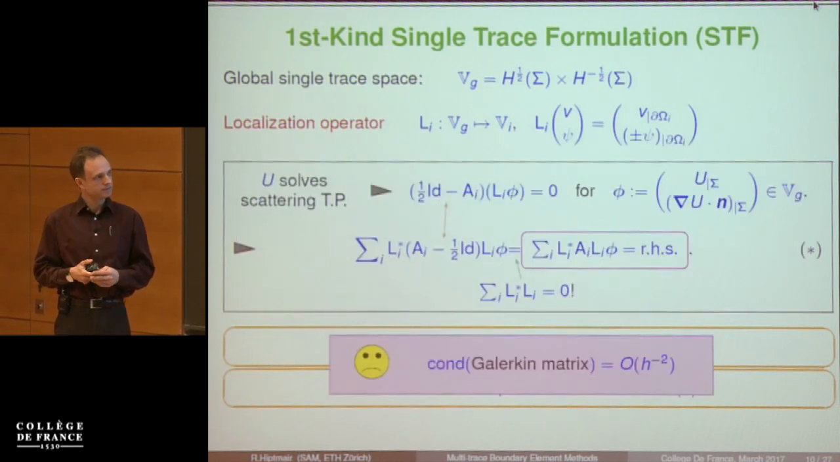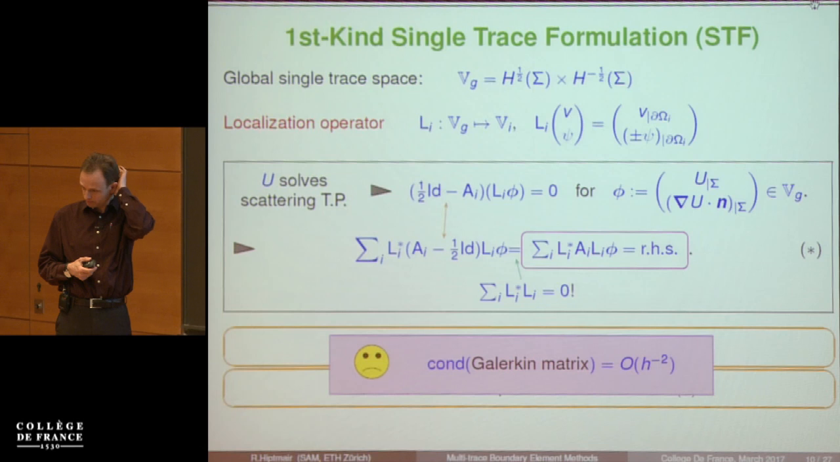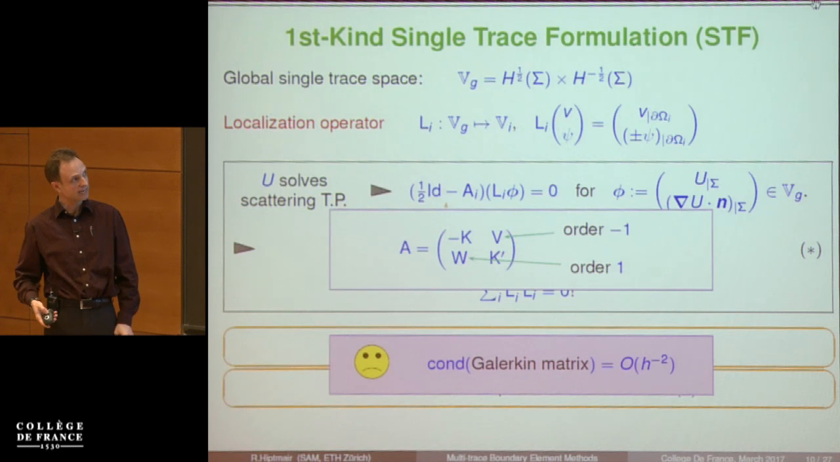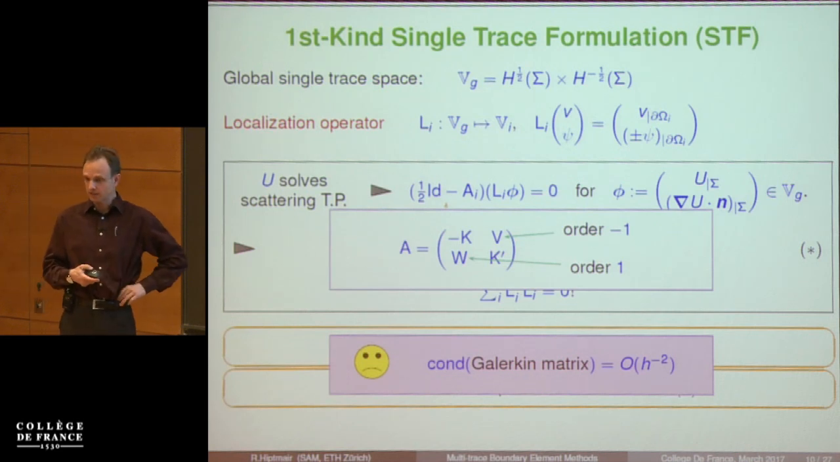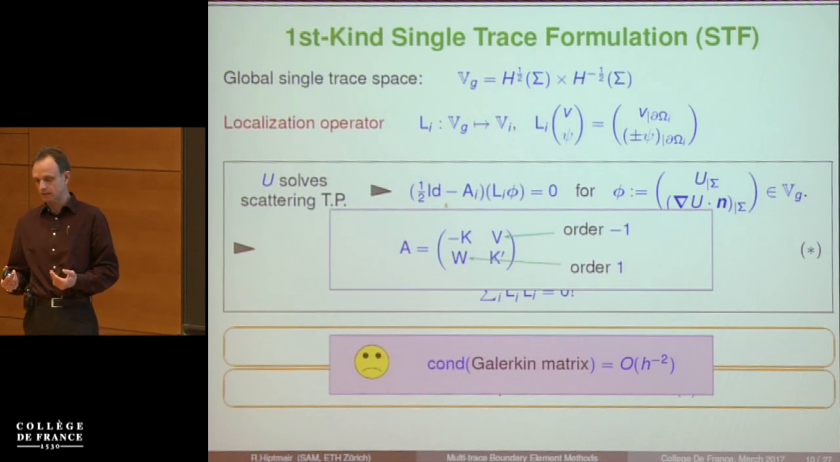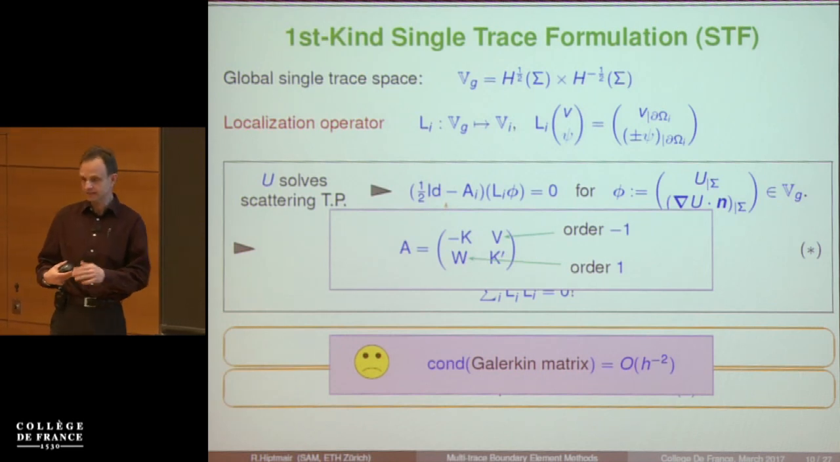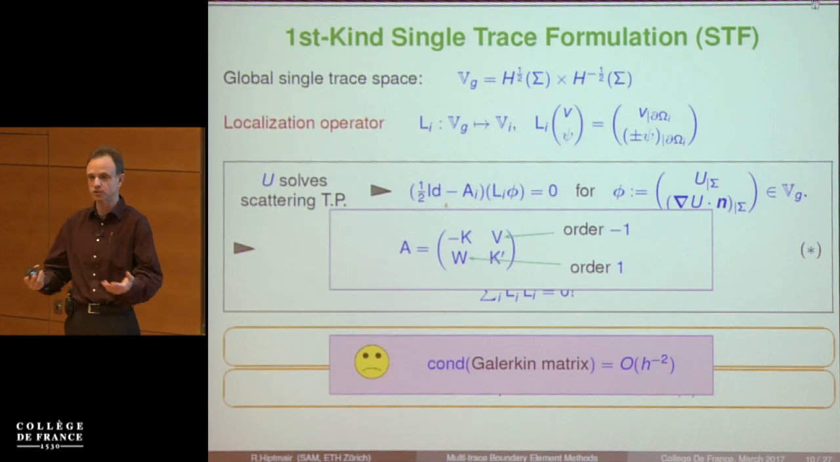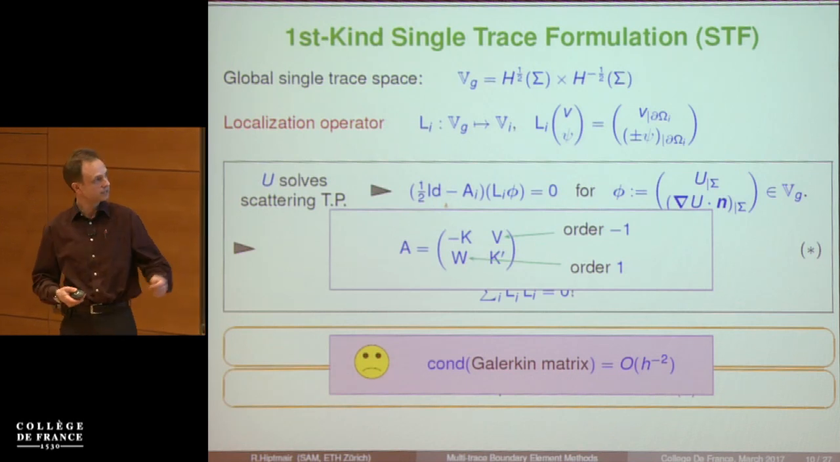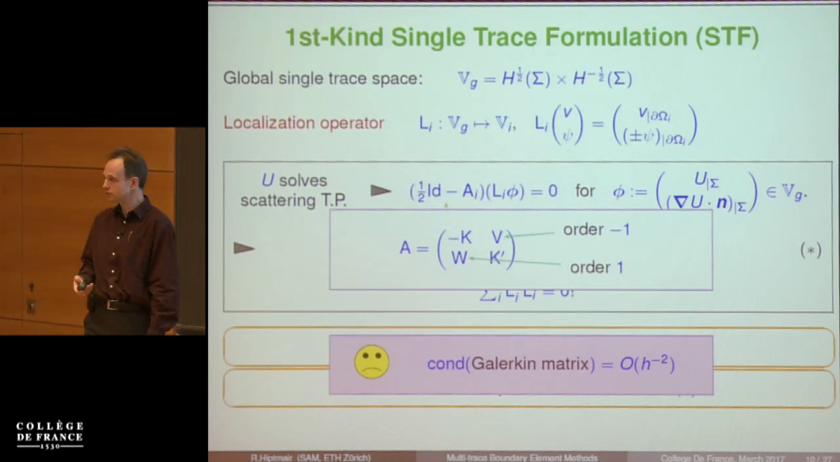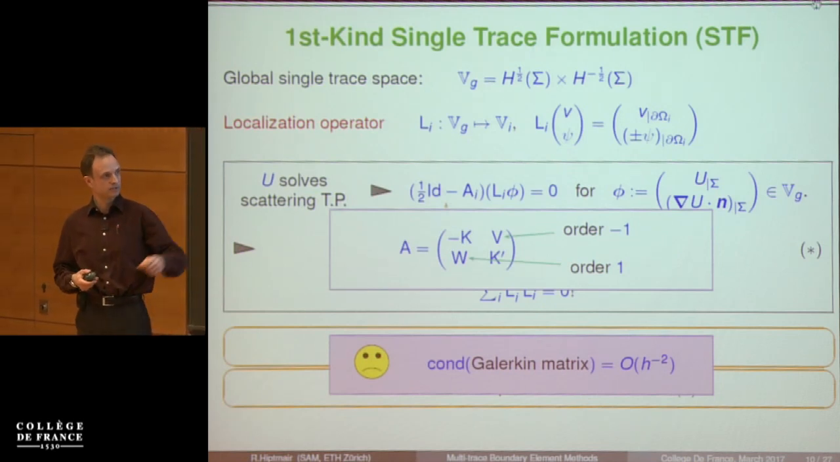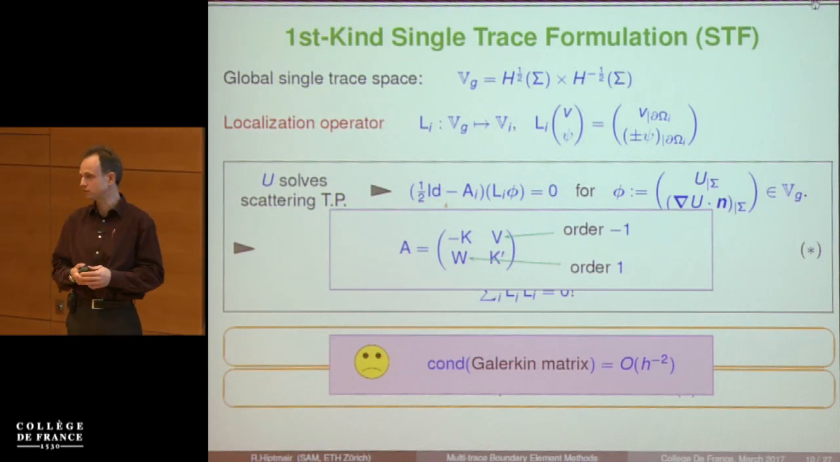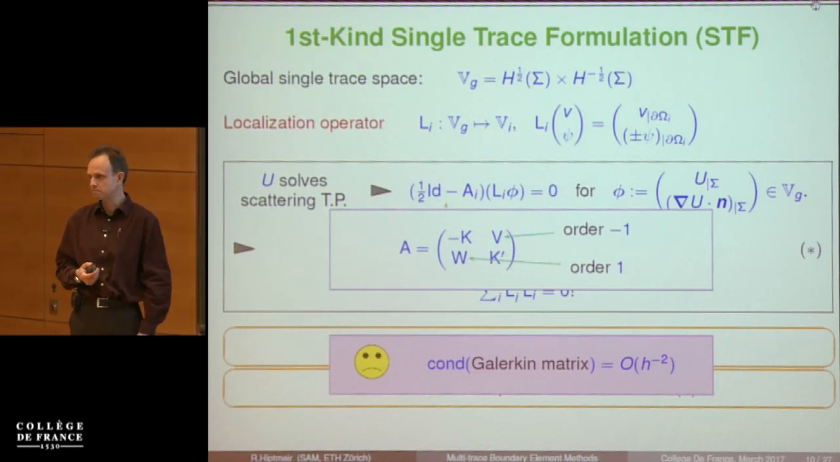So then, the bad news, this is a first-kind formulation. In these A operators, you have operators of order 1 and -1, to be precise, when you look at it more closely. And so when you discretize by means of low-order piecewise polynomial boundary elements, the same happens as in the case of h-version finite elements. When you refine the mesh, then the conditioning of the discrete linear systems will blow up. It can be quantified like h to the -2 as you refine the mesh. This is a serious drawback.